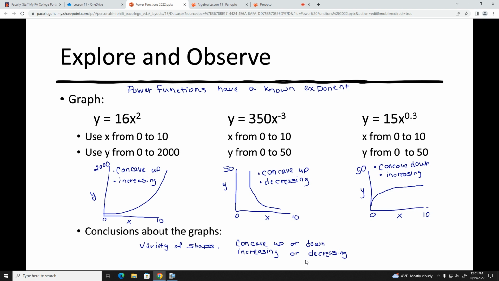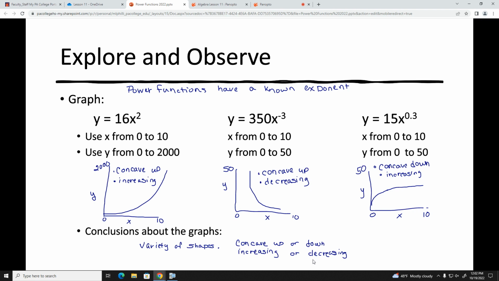So exponential had an iconic shape of concave up. Logarithmic had an iconic shape of concave down. Logistic had the iconic S shape. And power functions do not have an iconic shape. They have a variety of shapes. And so we cannot just look at a graph and know that it is a power function. We have to have additional information to determine that it is a power function.